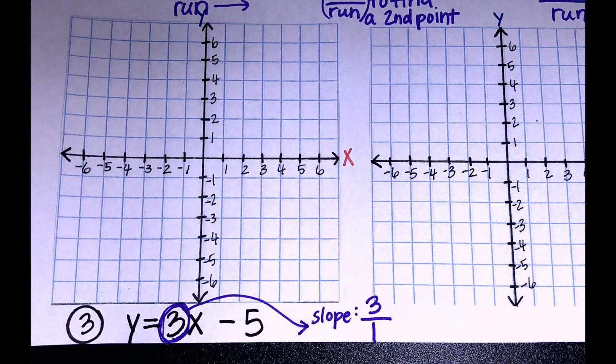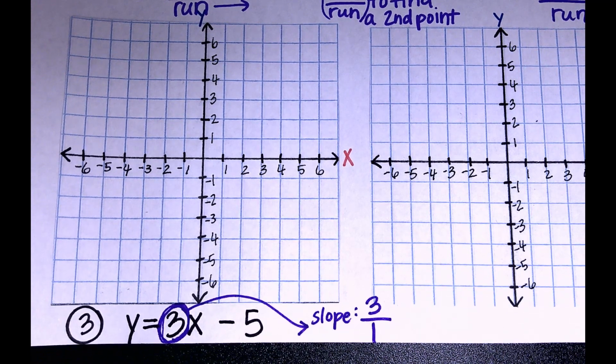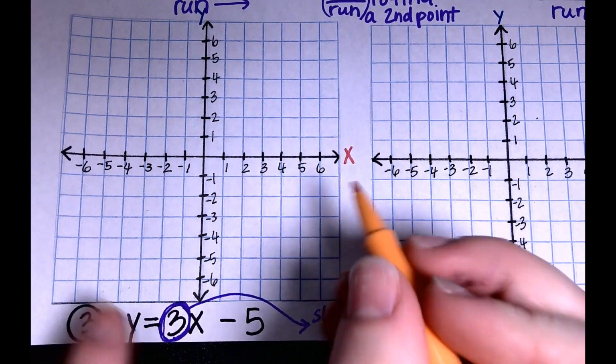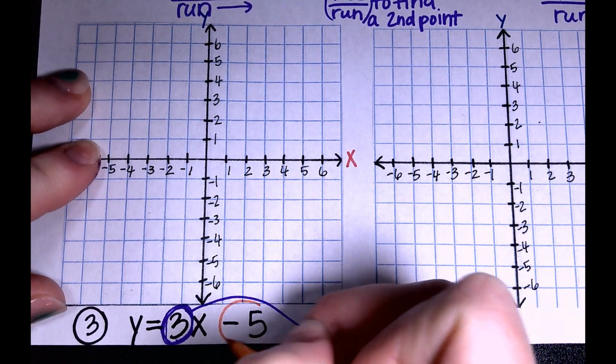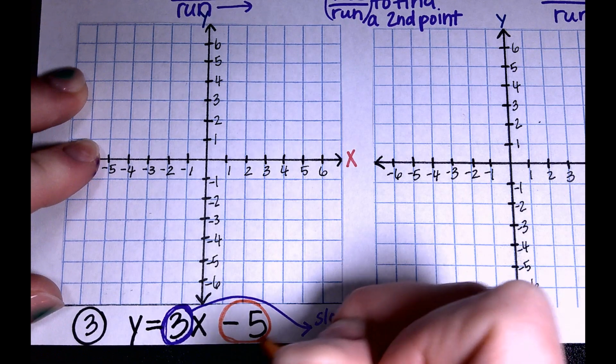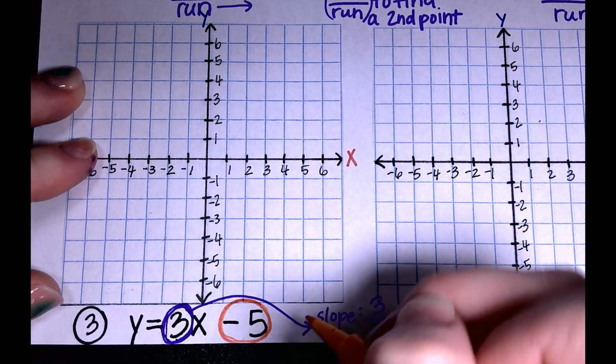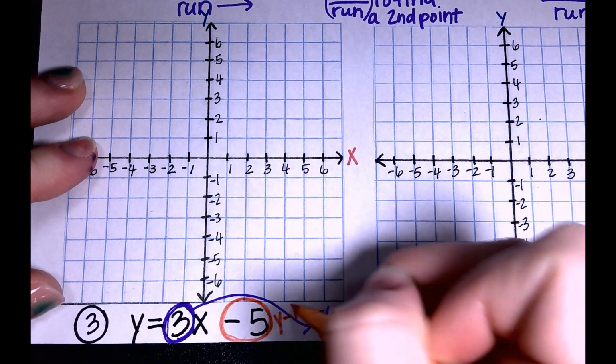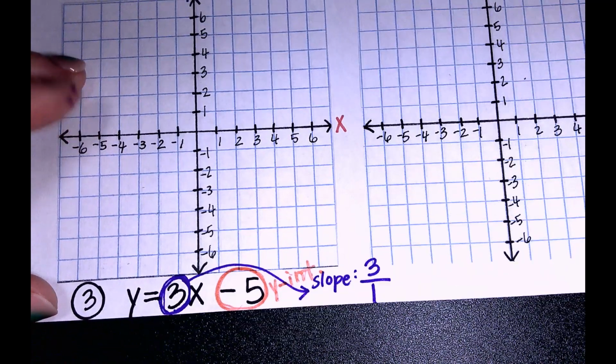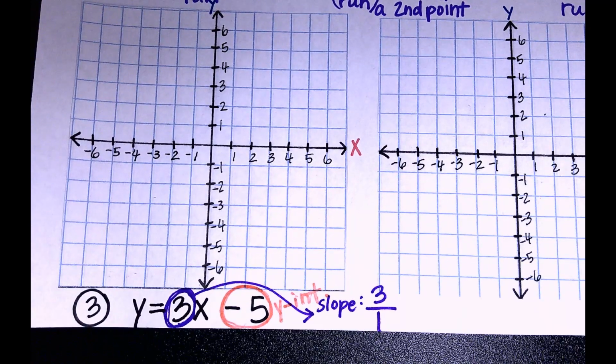What's our y-intercept? -5. Now I have -5. If it was +5, it'd be positive. Since it's minus, this is a -5. So I'm going to include that minus sign. So that's my y-intercept, -5, and my slope is 3 over 1.